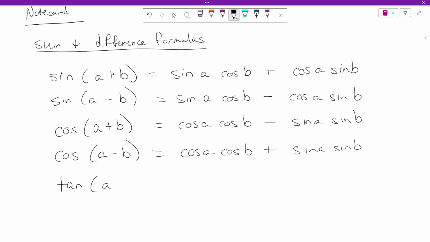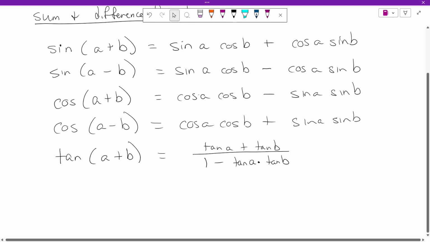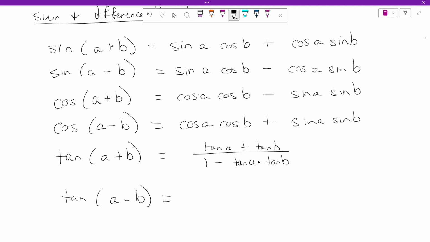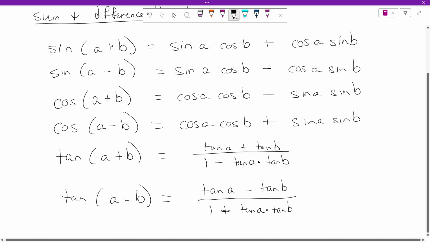Tangent of A plus B is a fraction: tangent of A plus tangent of B over 1 minus tangent of A times tangent of B. And finally, tangent of A minus B is tangent of A minus tangent of B over 1 plus tangent of A times tangent of B. So all those go in a section on your note card.